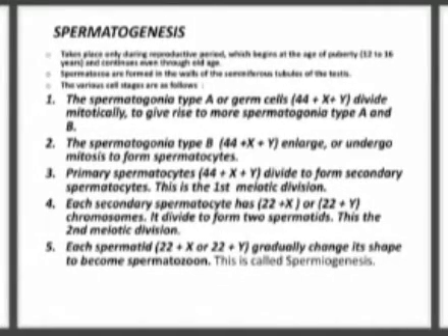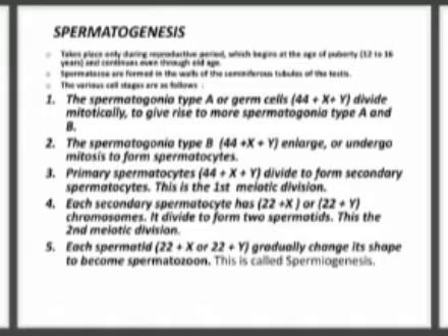Spermatogenesis, this slide should be seen with keen interest. It takes place only during the reproductive period, which begins at the age of puberty, 12 to 16 years, and continues even through old age. In males there is no menopause type of thing; the term andropause has come up, but it is still not proved.